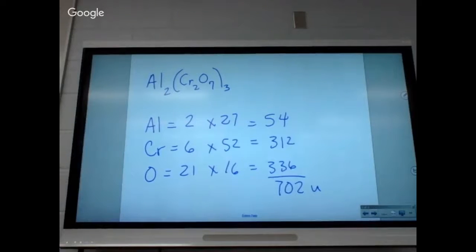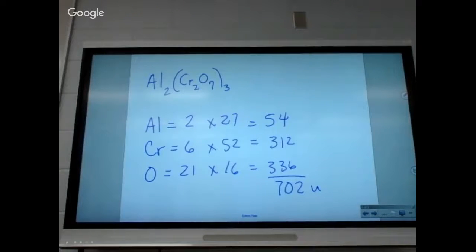And again, if I was doing this for a quiz, for your homework answers, or for the test, I would have used the decimal places and everything else. I was just trying to do it quickly so we could get the homework answers up and make sure everybody was on the same page.